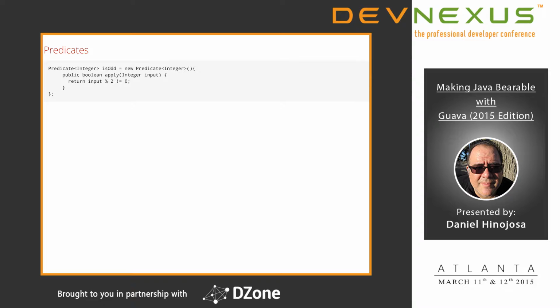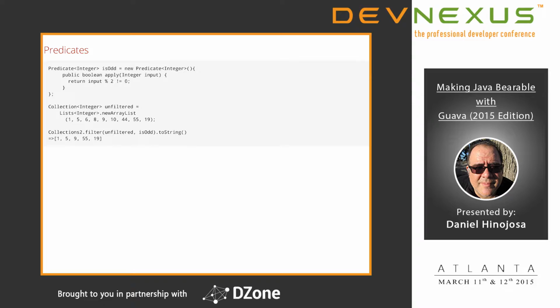So given this particular integer, I am going to decide whether this is an odd number or an even number. Once I have that, I can use this inside any of the collections, either on the JDK or in Guava. So I can call Collections2 or Lists or Sets or any one of the nice utilities that come with Guava. And in this case, I could call filter.